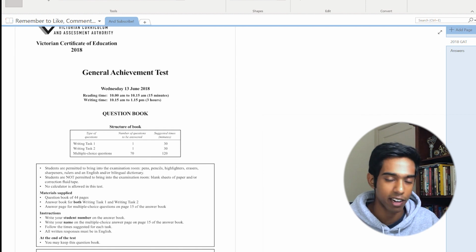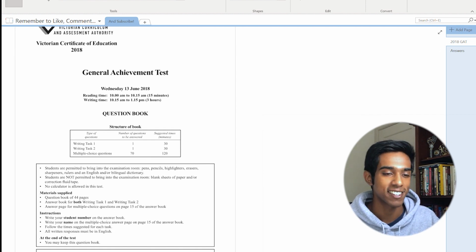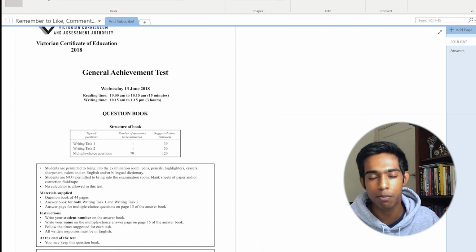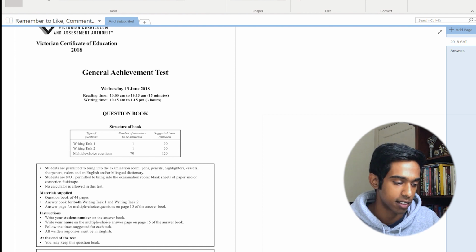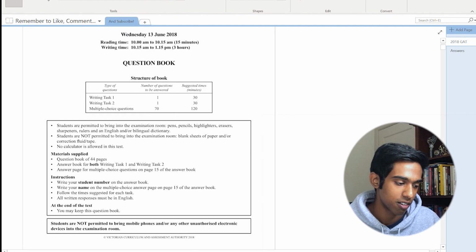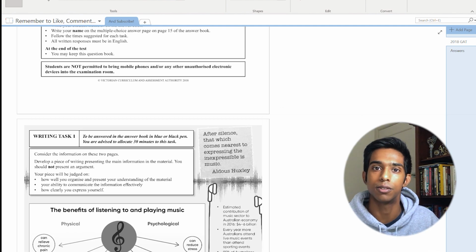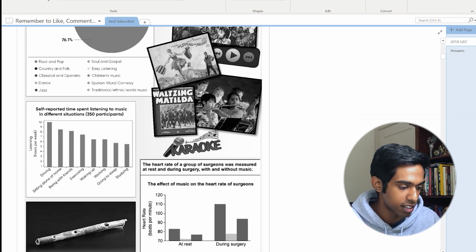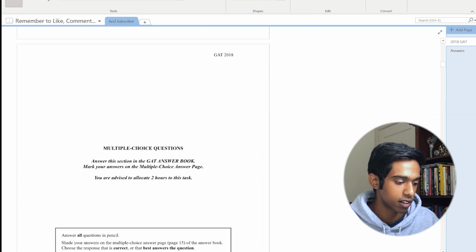I won't be doing writing task 1 or 2, just because they weren't my strong suit anyway, so I don't think I'd be setting a good example by doing them. And I won't be timing the GAT this time, just because I don't think I struggled with time in the first place. So I'll be taking around 1 hour to 1.5 hours to do this, and you'll probably be able to see with the length of the YouTube video how long I actually took. So let's just get straight into the first question.